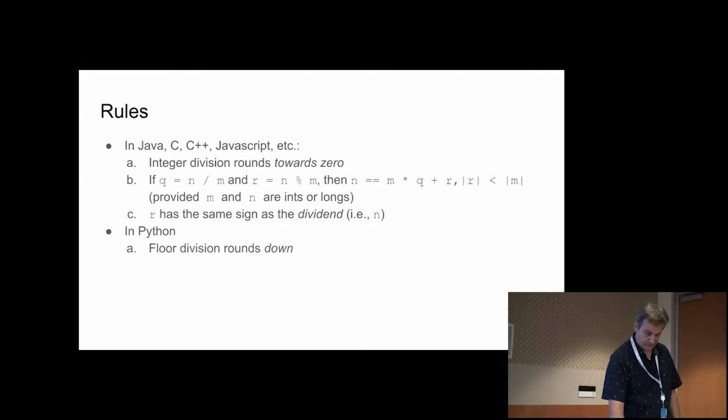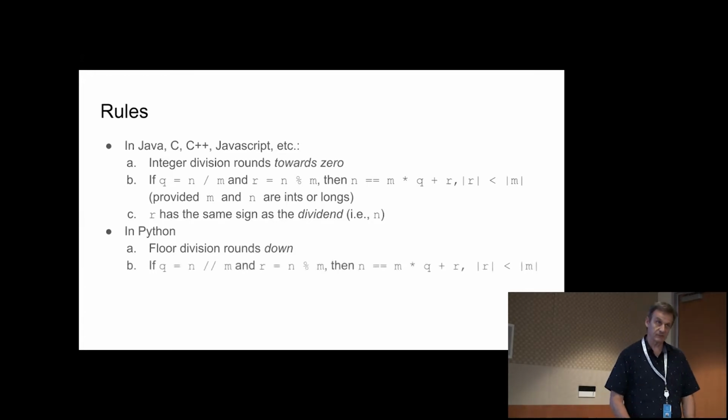In Python, however, floor division always rounds down. That means if you have a positive number, it rounds down. If you have a negative number, it rounds down. What's down and negative? If you have -3.5 and you round that down, you get -4. -4 is less than -3.5.